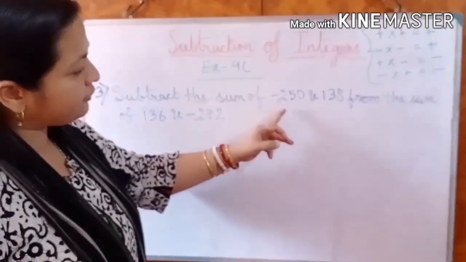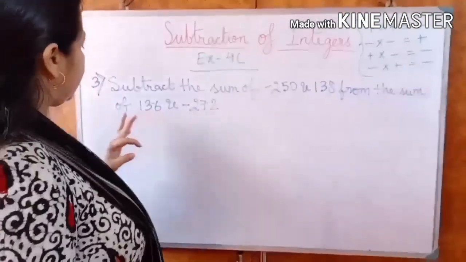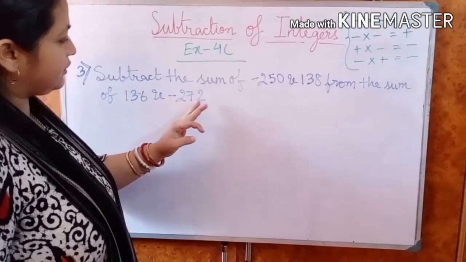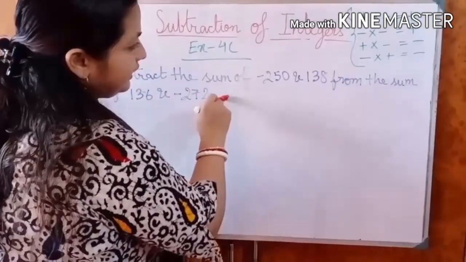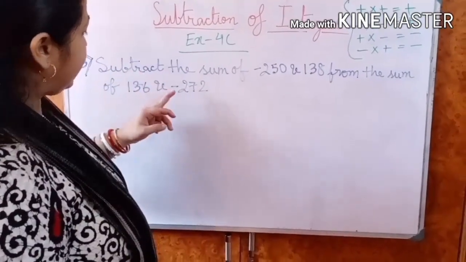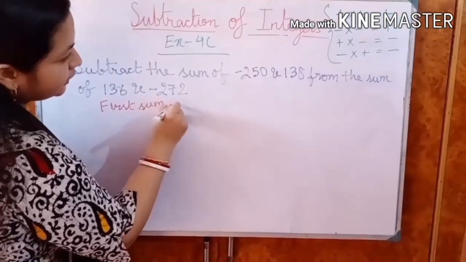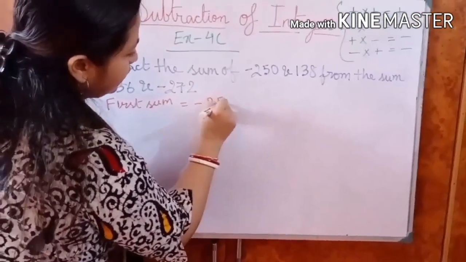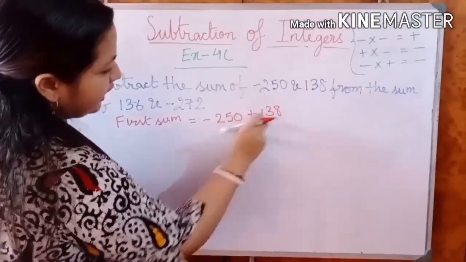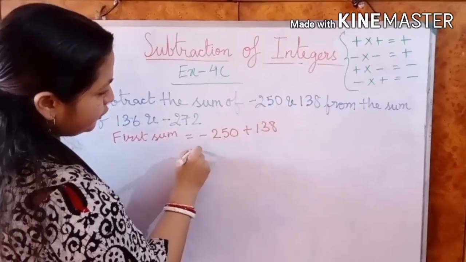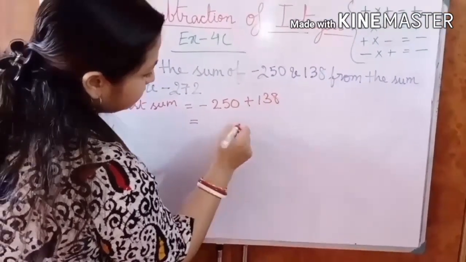From the sum of minus 250 and 138, from the sum of 136 and minus 272. So we have to take out these two sums first separately, and then we have to subtract this from this, right? Our sum is minus 250 plus 138. Both are having different sign. So what we do? We subtract. We will be subtracting 138 from 250. Then minus.